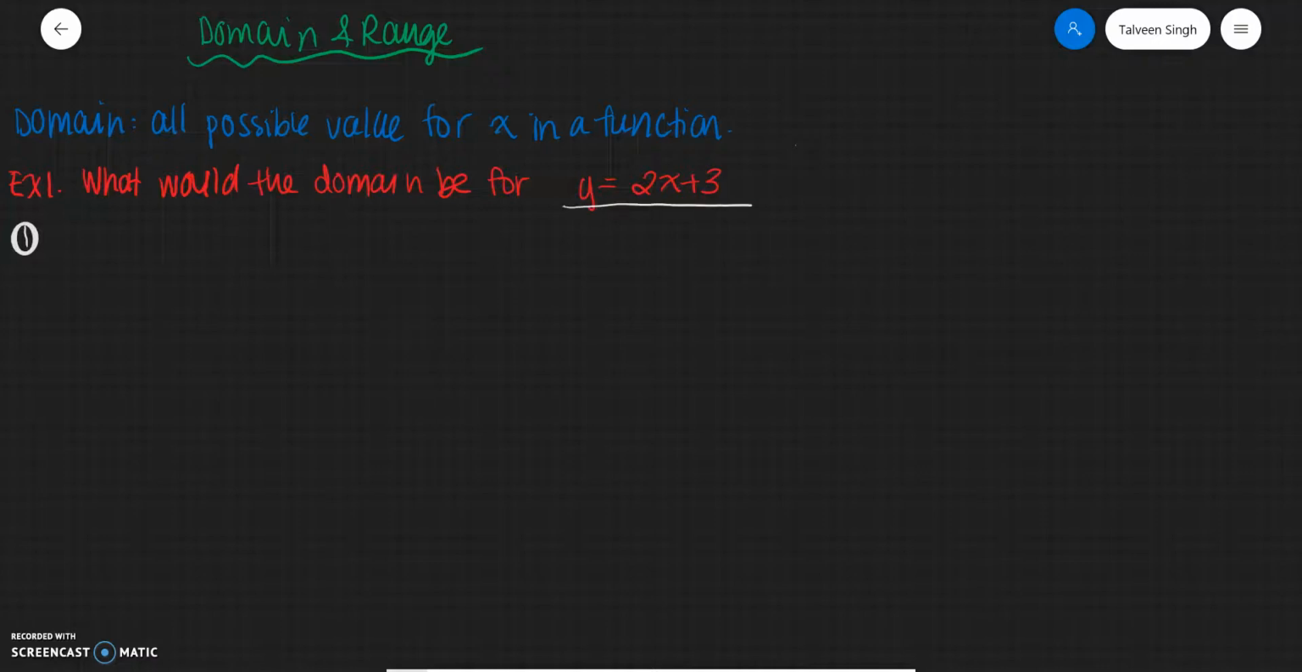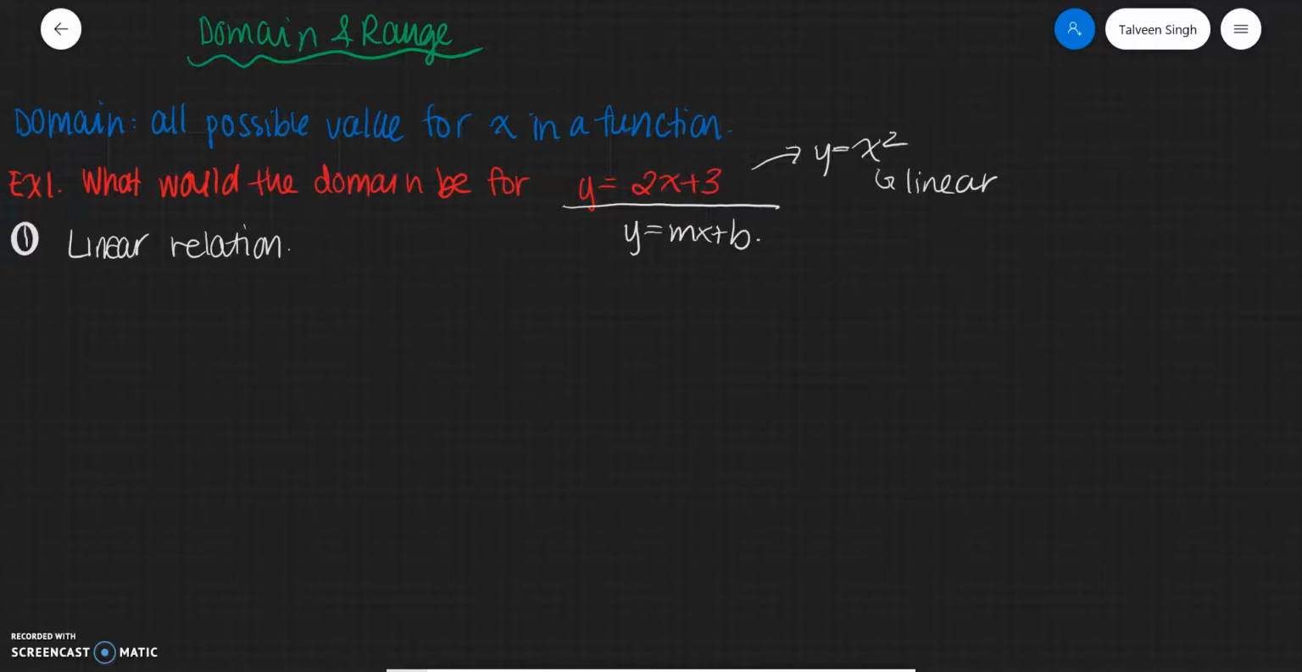If we look at this function right here, the parent function for this function is going to be y equals x, which is a linear function. If you look at this, this is y equals mx plus b. Okay, so this is a linear relationship, which means that we're going to now just write that down, linear relationship, right? After you figure out what type of function it is, we're going to move forward and try to just graph this function, if you can. So let's graph y equals 2x plus 3.